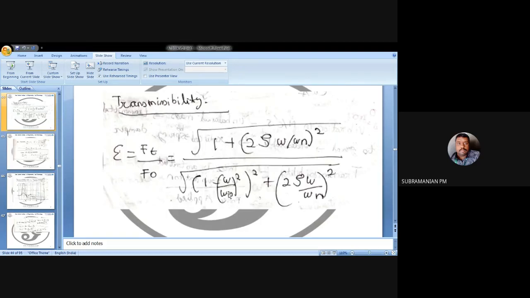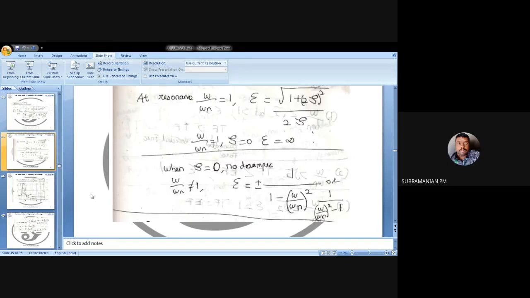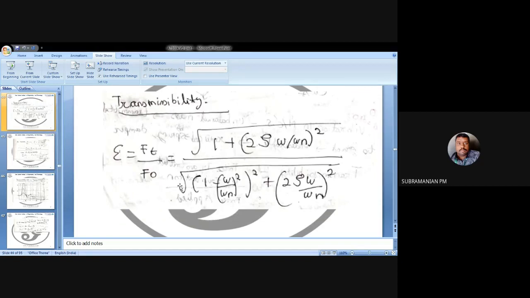That is, omega by omega n is not 1, but damping is 0. This term will be going, and this term will be going. So the final term what we will be having, you can see, you will be taking the root. Here I am having a square root, so whenever I am taking a square root, it will be plus or minus. So zeta, this term will be going 0.